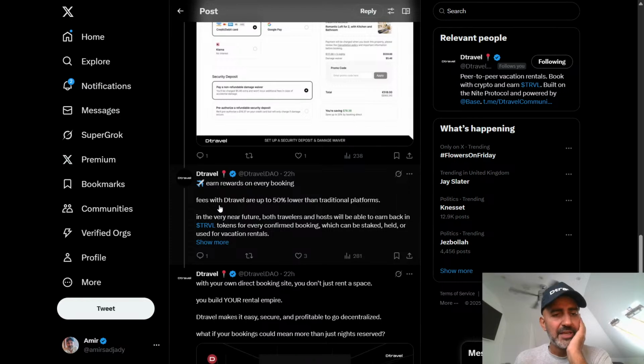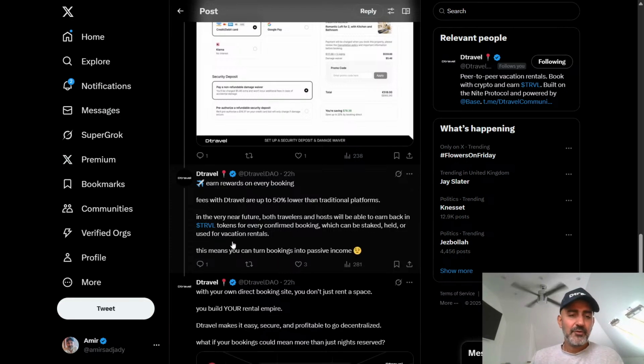And look at this one. Earn rewards on every booking. Fees with Dtravel are up to 50% lower than traditional platforms in the very near future. So this is like a little bit of a buy the rumor. Both travelers and hosts will be able to earn back in TRVL tokens for every confirmed booking. See that? Travelers and hosts. So that's a buy the rumor, which can be staked, held, or used for vacation rentals. This means you can turn bookings into passive income. How amazing is that? We all like the word passive income, and this is in the near future. According to this, the very near future.